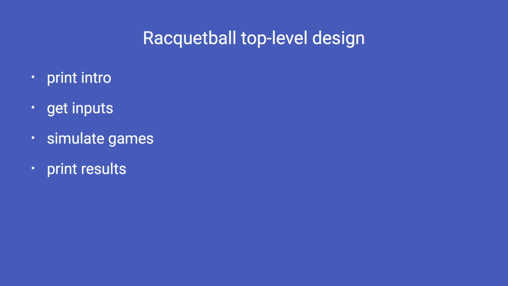Here is one possible first attempt at breaking the racquetball simulation down into smaller subproblems. First, we'll print an introduction telling the user what it does. Next, we'll get the inputs. We can then simulate the games and finally print the results. While working on each of these steps, we won't need to worry about the other problems.